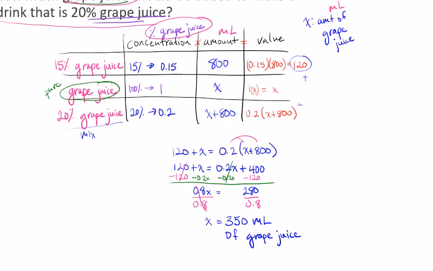All right, so we end up with 350 milliliters of grape juice. That's how much grape juice we need to mix with a 15% concentration to get a 20% concentration, right? So remember, we're adding 15% with 100%, and then we're ending up somewhere in between, right? And since we're at 20, that's closer to 15, so that means we added more of the 15% than we did of the 100%, right? Okay, all right.